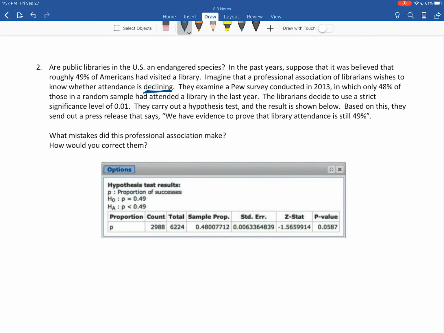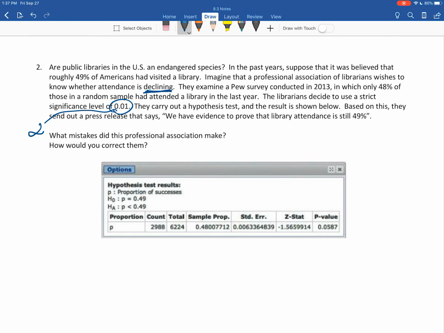The librarians decide to use a very strict significance level of 0.01. So that's their alpha value. So that's even smaller than 0.05. So they're being even more specific here, even more picky. And they carry out a hypothesis test, and the result is shown below. Based on this, they send out a press release that says, we have evidence to prove that library attendance is still 49%. What mistakes did they make, and how would you correct them?